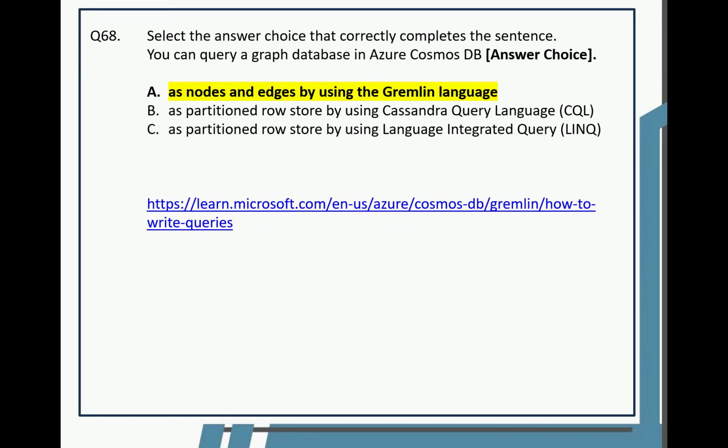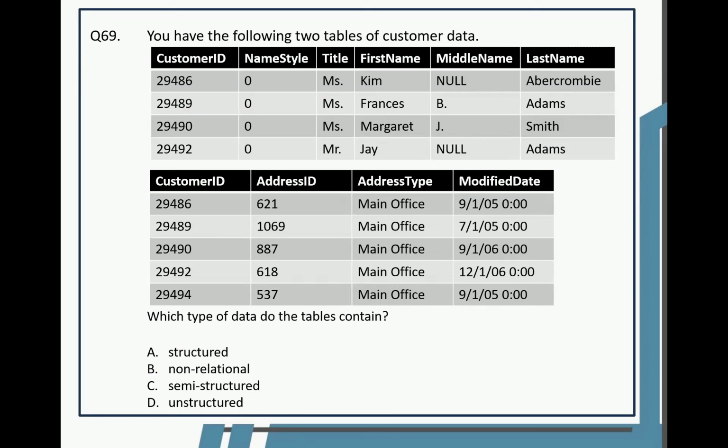We will move on to question number 69 of the series. Now here we have data stored in two tables with defined columns, which are customer ID, name style, title, first name, middle name, last name, address ID, address type, and modified date. Both the tables relate using customer ID. Now you need to tell which type of data the tables contain. Your options are structured, non-relational, semi-structured, unstructured.